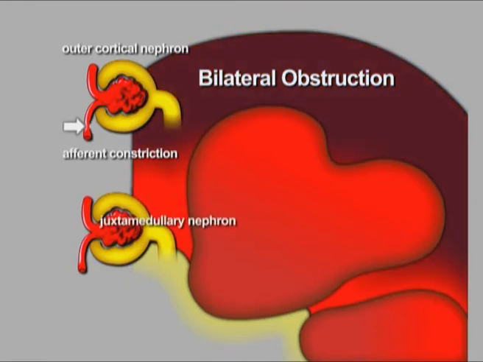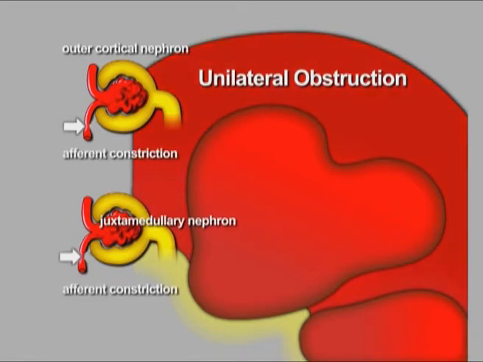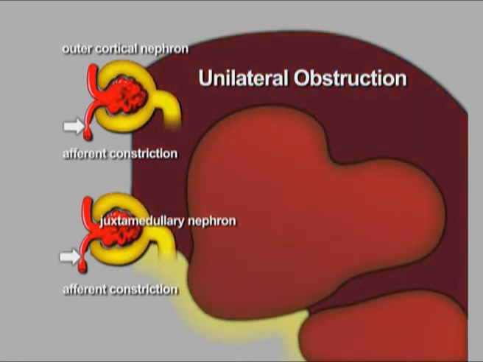For the juxtamedullary or deep nephrons, efferent constriction will predominate and glomerular filtration will be maintained. If the obstruction is unilateral, then these protective mechanisms will cause afferent arteriolar constriction at both levels and the kidney on that side will markedly reduce all function.